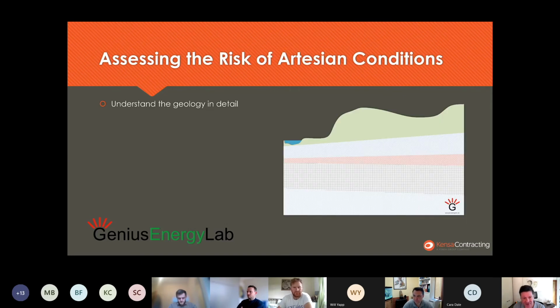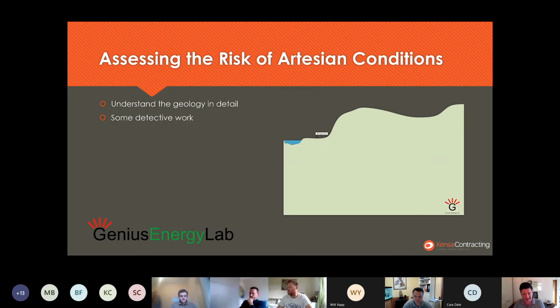Okay, cool. So what are we looking at? How do we assess the risk of Artesian conditions? Well, the first thing is we need to understand the geology in detail. There might be various different layers of ground conditions. They could be very different in their properties. And so we're looking at, do we have confining layers? Do we have notable aquifers? Do we have big elevation changes around? So that's the first thing we are looking at.